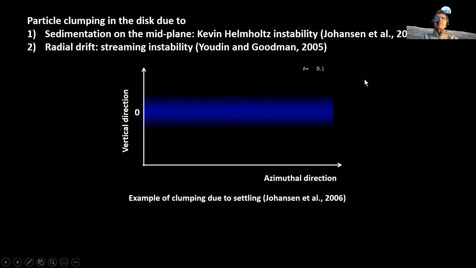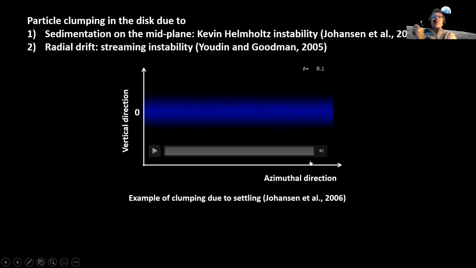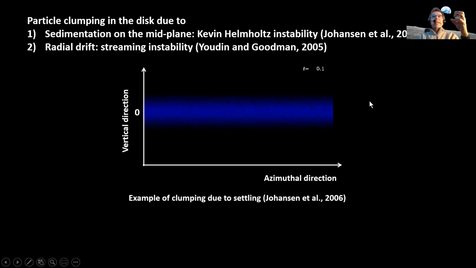Here, I will take these simulations from Johansen et al. 2006 on the Kelvin-Helmholtz instability to illustrate what's going on, because I think this simulation is a little bit more clear than those concerning the streaming instability. So what are we seeing here? This is a cut of the disk at a given distance from the sun. The vertical direction is the vertical direction of the disk, 0 indicating the midplane. And this is the azimuthal direction, the direction that goes around the star. And the colors here highlight the density of dust. There is gas also, but the colors illustrate only the density of dust.